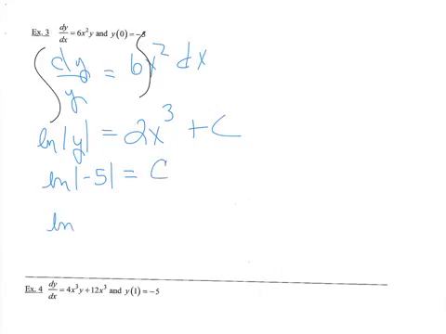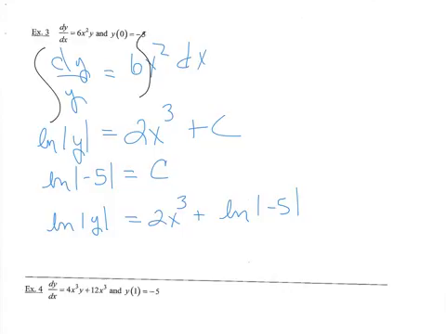Now here's the fun part. The natural log of y equals 2x cubed. Let's just leave it as the absolute value of negative 5 for right now. Even though once you take the absolute value, we know it's going to be positive 5, it's going to make a difference in the answer when we solve for y. Because this has not solved for y, has it?